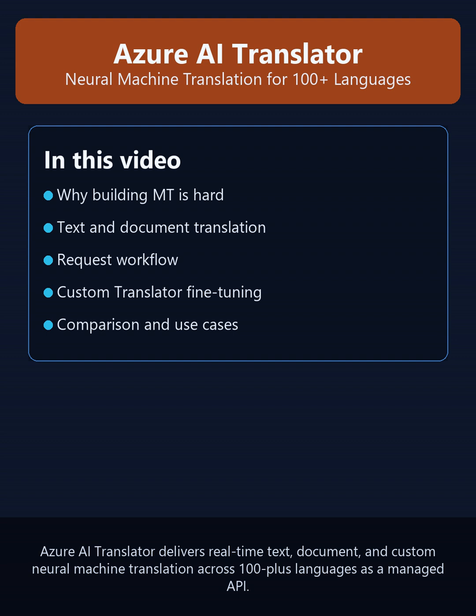Building and maintaining neural machine translation models for every language pair is a massive engineering burden. Azure AI Translator is Microsoft's fully managed translation API that converts text, documents, and websites across 100+ languages with a single call. This video covers everything you need to know.